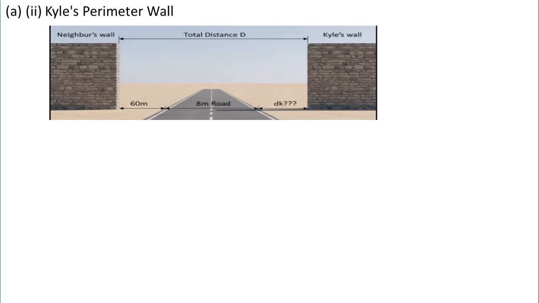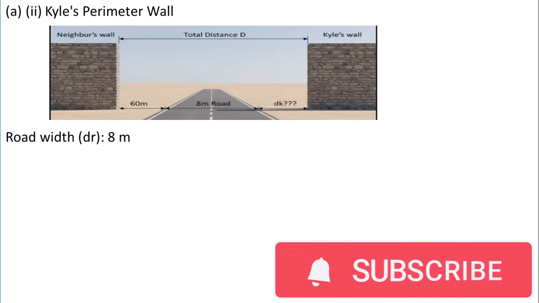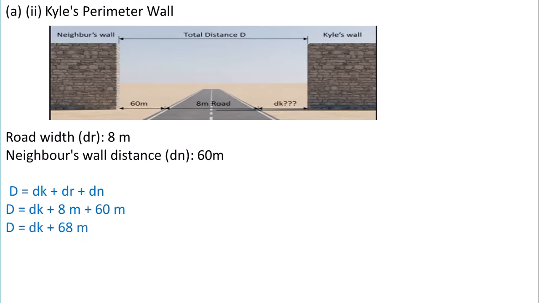II. Kyle's perimeter wall. Let the distance from the road to the neighbor's wall be dn, and the unknown distance from the road to Kyle's perimeter wall be dk, such that the total distance between the 2 walls is d. Road width, dr, 8 meters. Neighbor's wall distance, dn, 60 meters. d equals dk plus dr plus dn, d equals dk plus 8 meters plus 60 meters, d equals dk plus 68 meters. 2d equals velocity times time, v equals 330 meters per second, t equals 0.5 seconds.